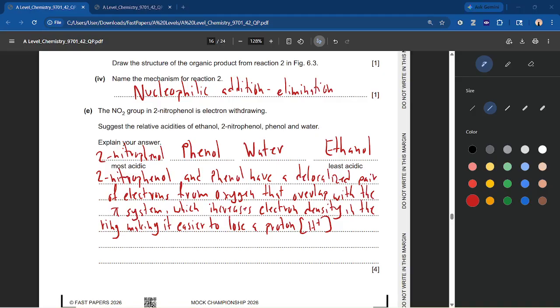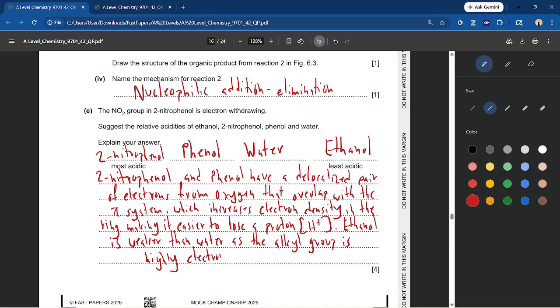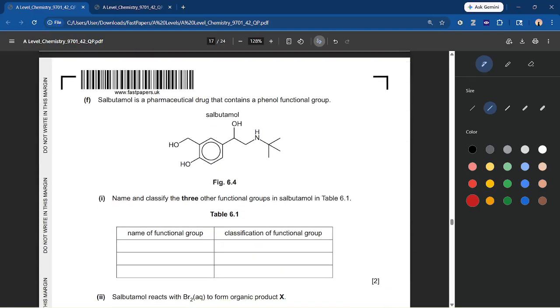So we've already discussed that. And ethanol is weaker than water, as the alkyl group is highly electron donating. All right, and there we go, that's done.